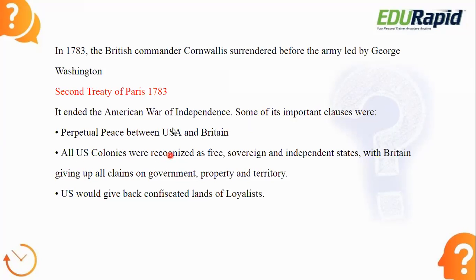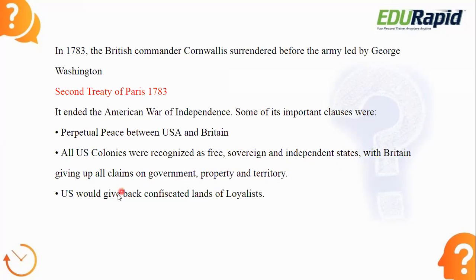So one is perpetual peace between the USA and Britain. So it's obviously the norm of the Treaty of Paris. Second is all US colonies were recognized as free, sovereign and independent states, with Britain giving up all claims on government, property and territory. So this point shows the complete independence of the American people.